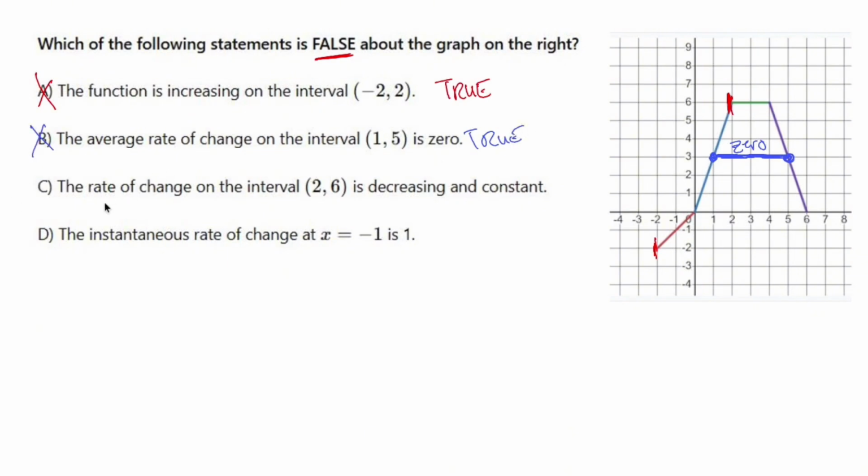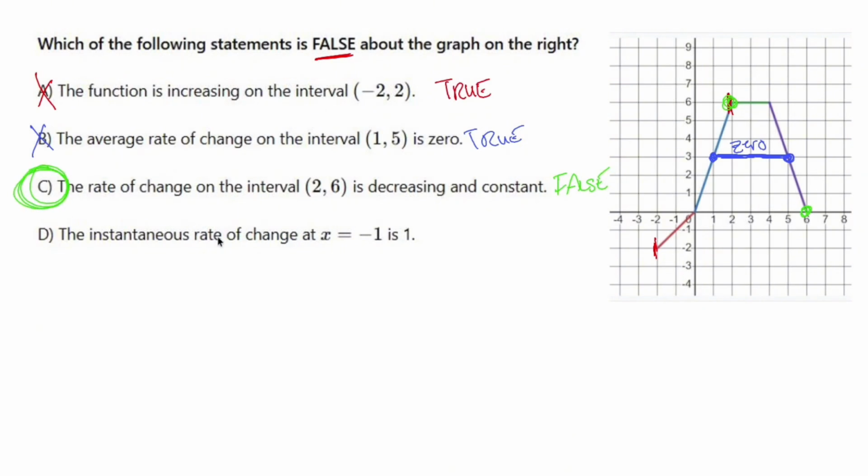Let's take a look at the next one. The rate of change on the interval 2 to 6, so here's 2 right here, is decreasing and constant. Well, let me tell you one thing, it's definitely not constant. The rate of change is not constant, so therefore this is false. This is the lie, so that's the one that we want.